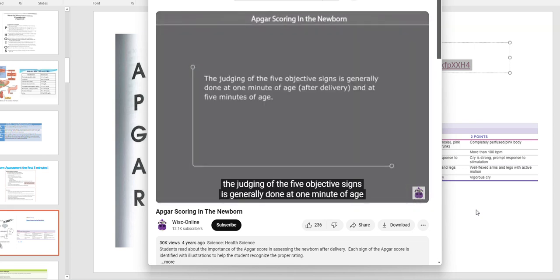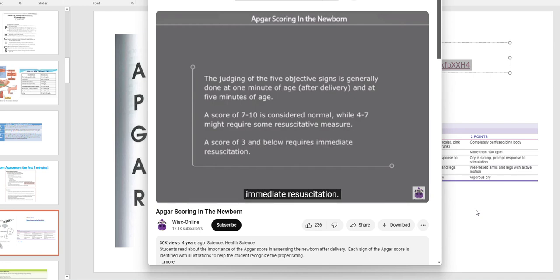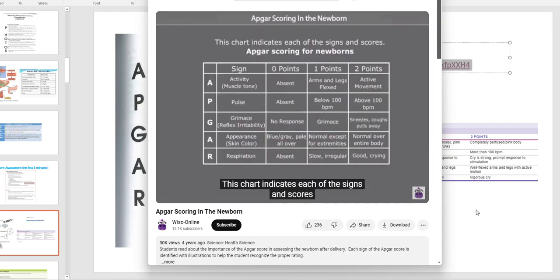The judging of the 5 objective signs is generally done at 1 minute of age after delivery and at 5 minutes of age. A score of 7 to 10 is considered normal, while 4 to 7 might require some resuscitative measures. A score of 3 and below requires immediate resuscitation. This chart indicates each of the signs and scores.